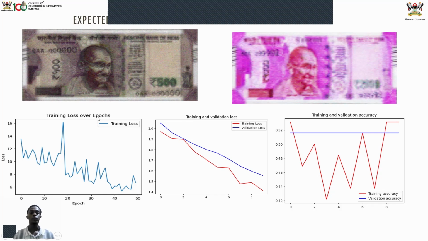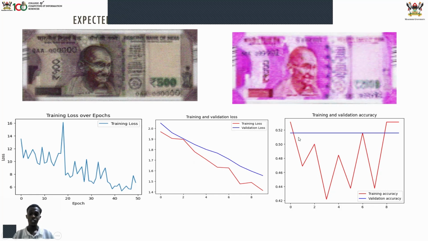Then this is the training loss over the epochs for the MobileNet. As you can clearly see, the loss was actually decreasing, but then it had a shift over the epochs that were trained, and then decreased sharply, and then continued up to the last epoch of 50. Then this was the training loss against the validation loss as well.